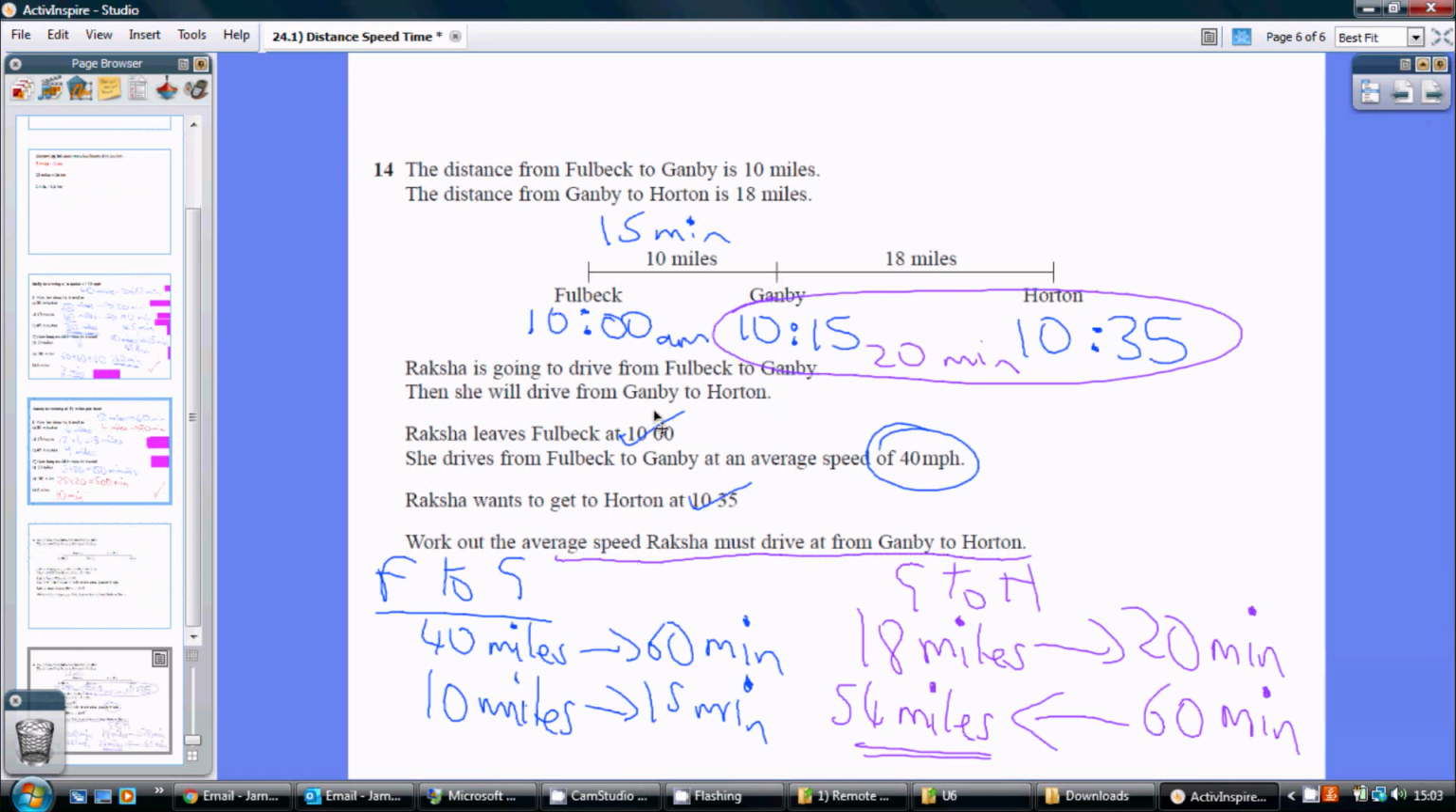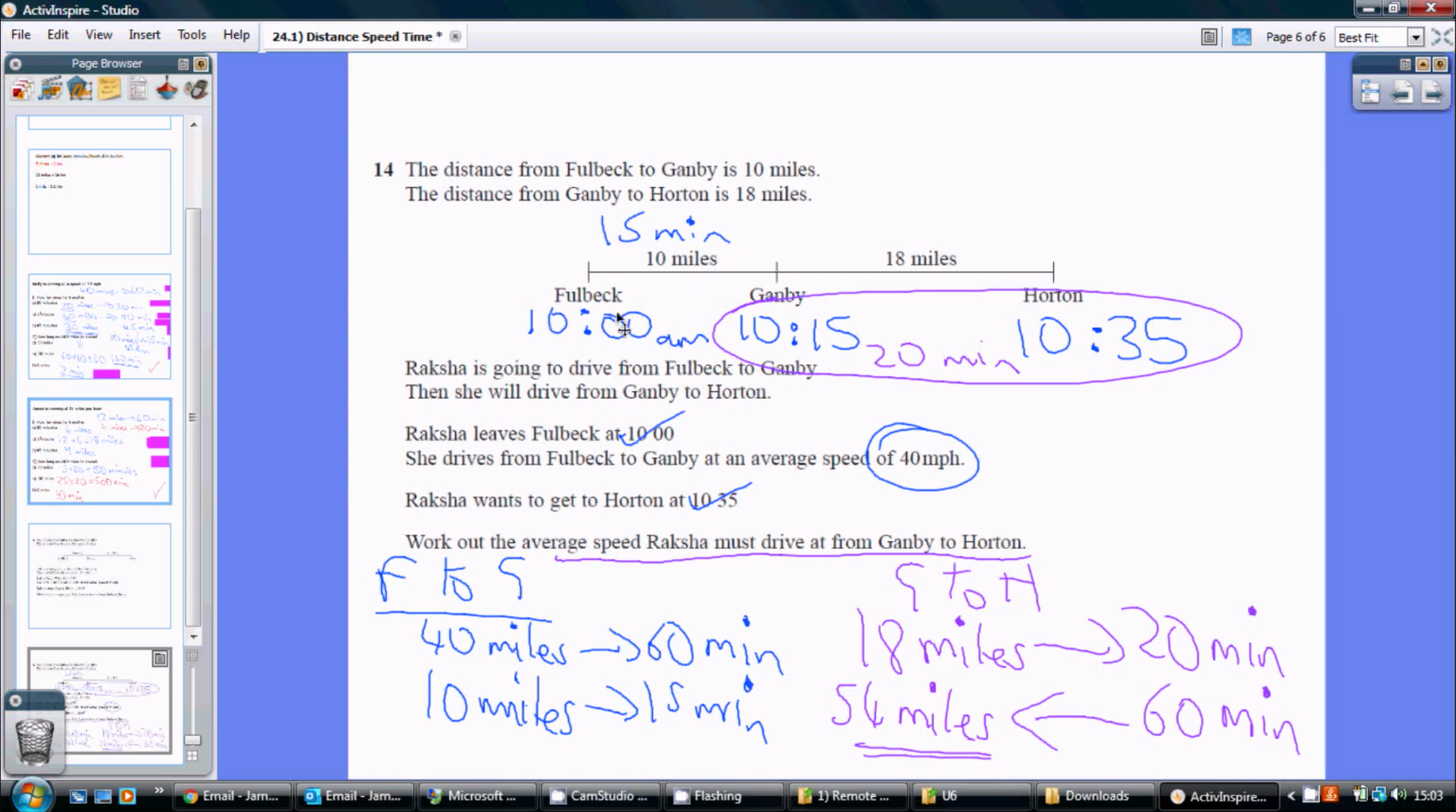Okay, so let's go through the facts. The distance from Fulbert to Ganby is 10 miles. And from Ganby to Horton is 18 miles. Raksha is going to drive from Fulbert to Ganby, then she drives from Ganby to Horton, so she's going left to right. So we're told she leaves Fulbert at 10 o'clock.